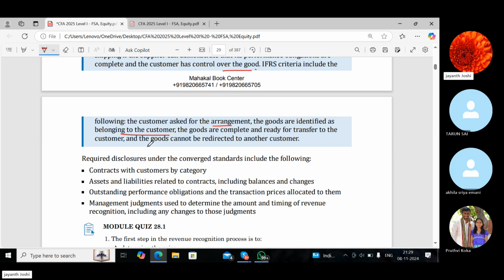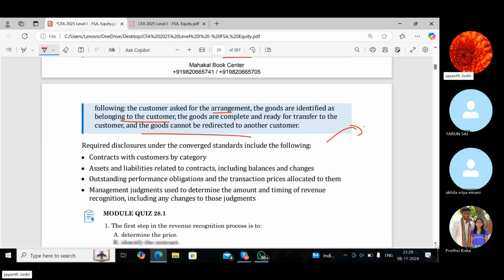That means once the good has been sold, that particular good with any item code or any indication cannot be sold to any third party. Okay, that is under the bill and hold agreement.